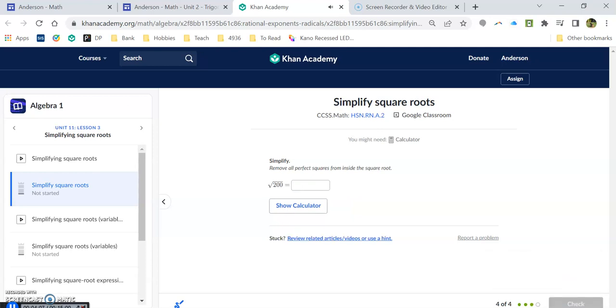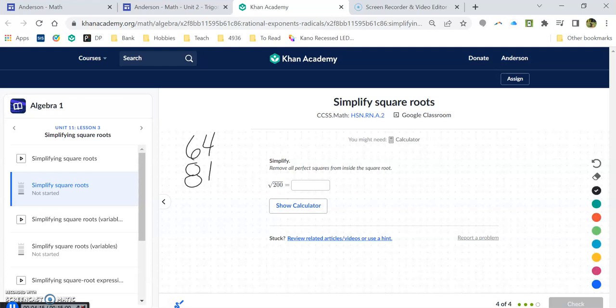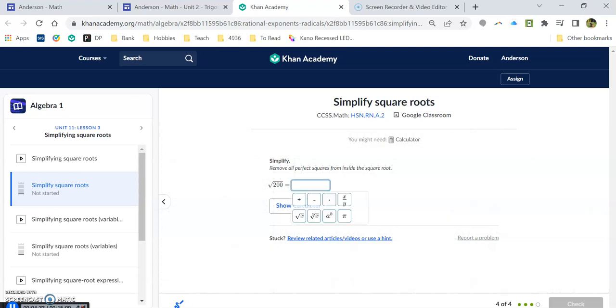One more. 200. Okay, so I didn't do the list all the way down earlier. I stopped at 64, I believe. Then I went to 81. And then 10 times 10 is 100. And looking at 100, you can probably figure out that 100 times 2 is 200. So 100 times square root 2. Square root of 100 is 10. So our answer in here is 10 times square root 2. So 10 square root 2.